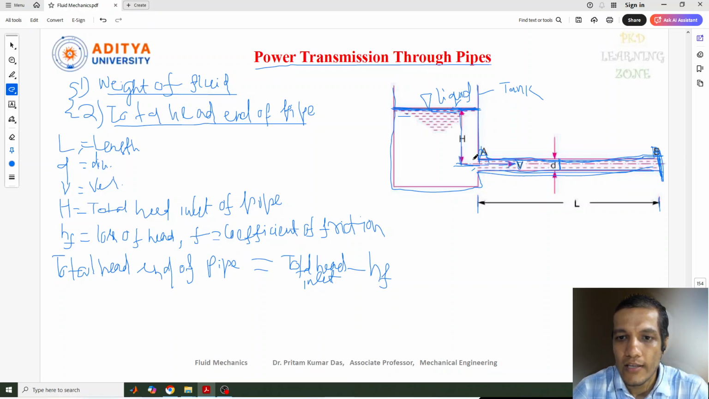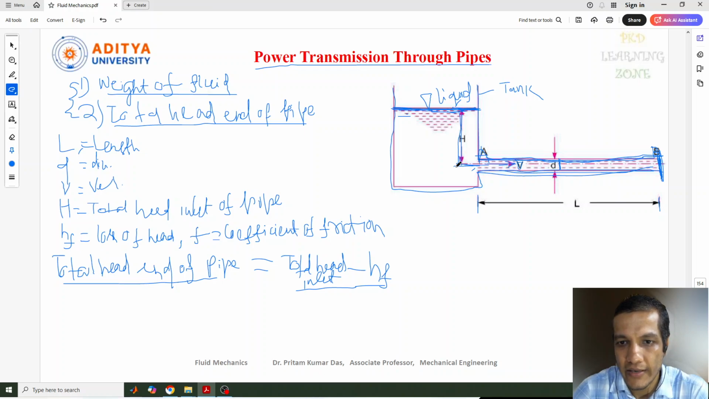And a few other losses are also there, that is minor loss, like when it is entering the inlet of the pipe and when it is exiting from the pipe. So the minor loss can be neglected. So when we are discussing the total head at the end of the pipe, here we are considering the total head at the inlet.